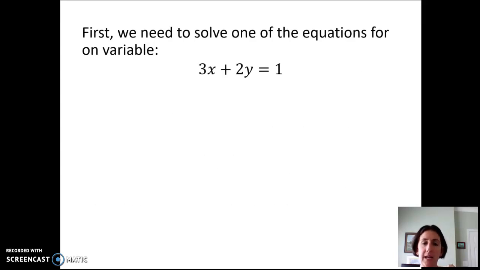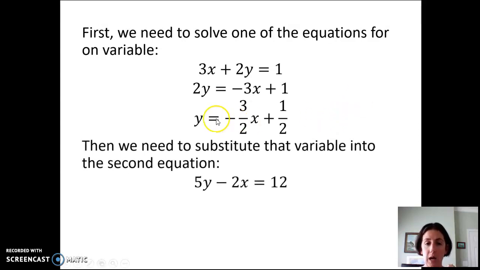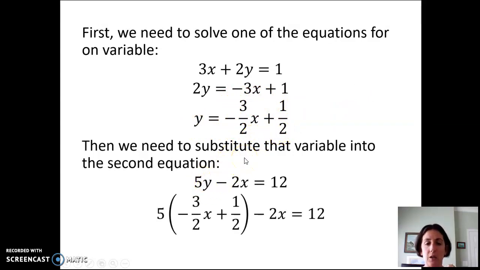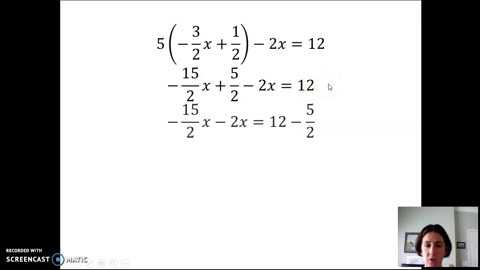So I'll take that 3x plus 2y equals 1, and I will just solve for y like we did earlier. Subtract the 3x and divide everybody by 2. So now I know what y is equal to. I will plug that into my second equation for y. So I'll take y equals negative 3 halves x plus 1 half, and I'll shove it into this y here. So when I do that, I have a nice linear equation with one variable. So I can distribute the 5 here. I'll go ahead and subtract that 5 halves over here.